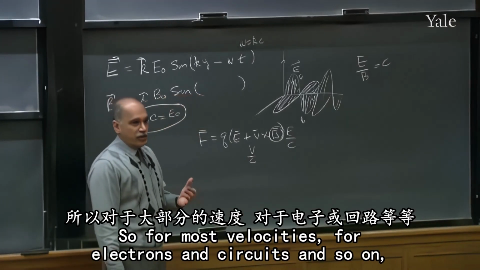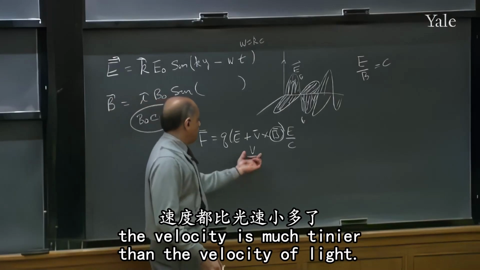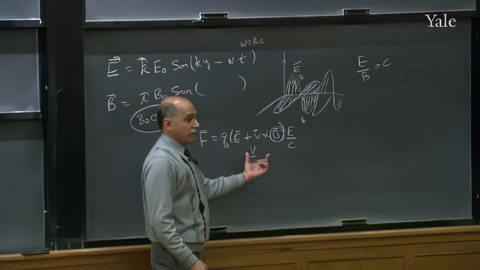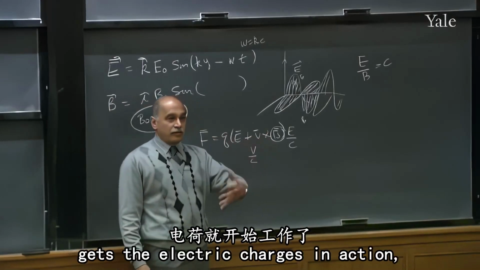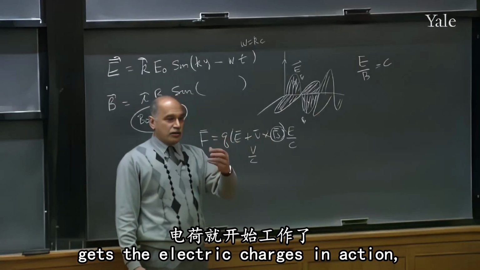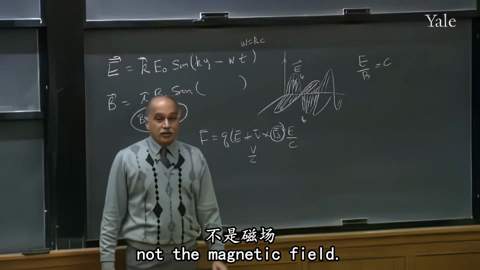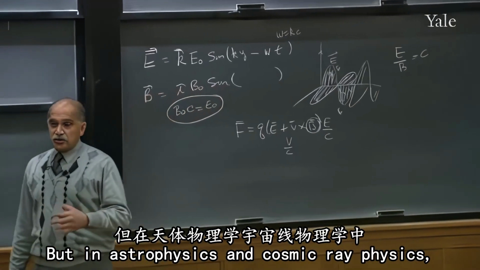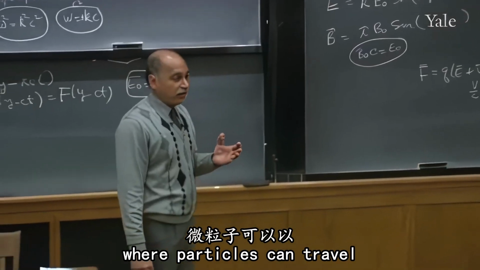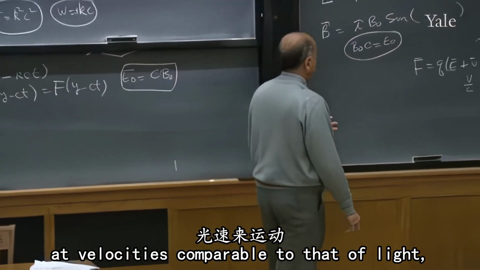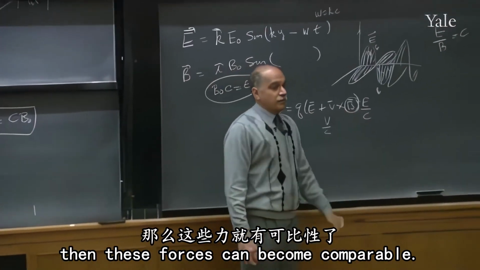So for most velocities, for electrons in circuits and so on, the velocity is much tinier than the velocity of light. So when a radio wave hits your antenna, gets the electric charges in action, it's the electric field that does most of the forcing, not the magnetic field. But in astrophysics and cosmic ray physics, where particles can travel at velocities comparable to that of light, then these forces can become comparable.